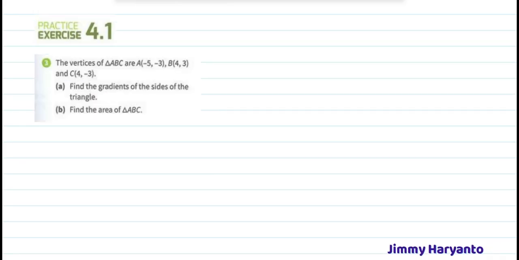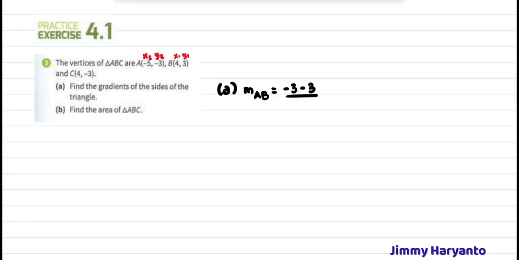Next is question 3. The question wants you to find the gradient of the sides of the triangle, so we have to find the gradient for all of them. First, let's find the gradient of AB. The formula is y2 minus y1 over x2 minus x1, and x2 is negative 5 minus x1. And the result is 6 over 9, which simplifies to 2 over 3. So this is the gradient of AB.